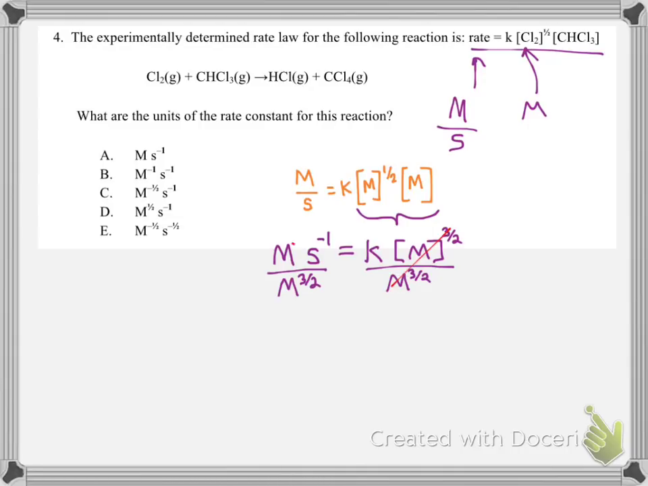And molarity, which we can also think of as just being molarity to the first, divided by molarity to the 3/2, will end up getting us molarity to the -1/2, and nothing happens with our seconds. It's still s to the -1. And those are going to be our units for K.